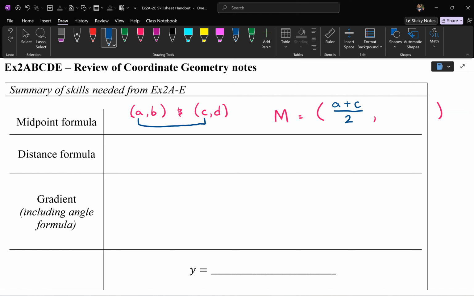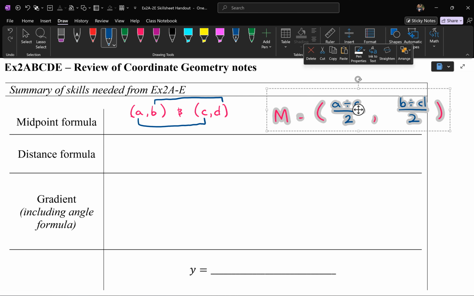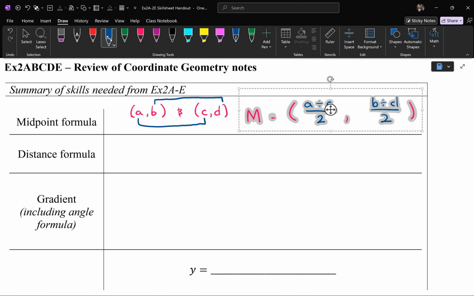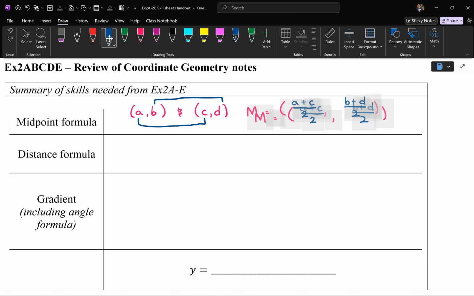Then to find the Y coordinate, where's the middle of the Y coordinate? It's the addition of the Y coordinates. So it'll be B plus D divided by 2. Now in your textbooks, they won't write it that way because I wrote A, B, C, D just to make it easier for you, but your textbooks would write it like this. I'm just going to make this a bit smaller so it fits nicely in the bracket there.